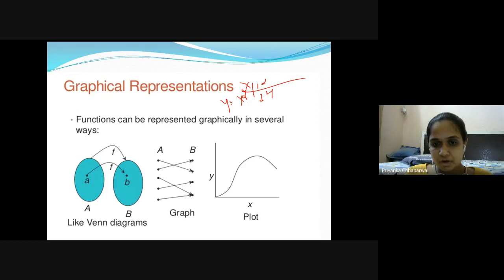First of all we put the dots, then we arrange all the dots in one line, and that is the plot. So it is like a Venn diagram, it is a graph, and it is a plot. We can represent the function by a Venn diagram, by a graph, or by a plot. So this is the graphical representation of a function.